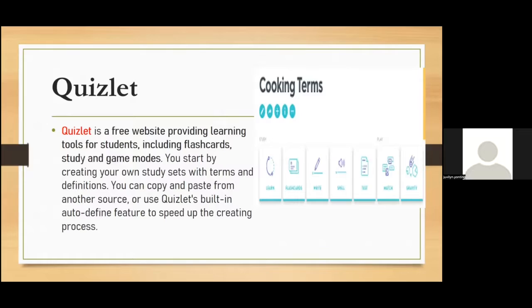So among all the platforms I have given, only Schoology requires a subscription. All of these are free. You can create your own teacher account and then assign it to your students. They are available for asynchronous activities. They can also be available for synchronous activities.